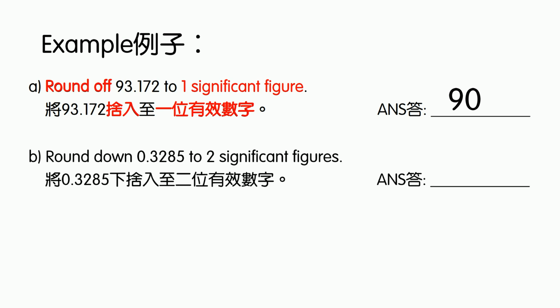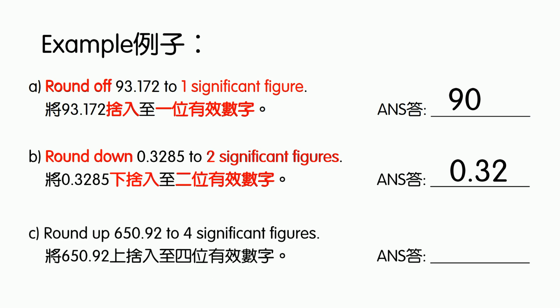Question B, we need to round down this number to two significant figures. Zeros at the beginning are non-significant. So the two significant figures are 3 and 2. The number after 2 is 8, which is a big number, but the question asks us to round down, which means don't increase the value of it. So the answer is 0.32.